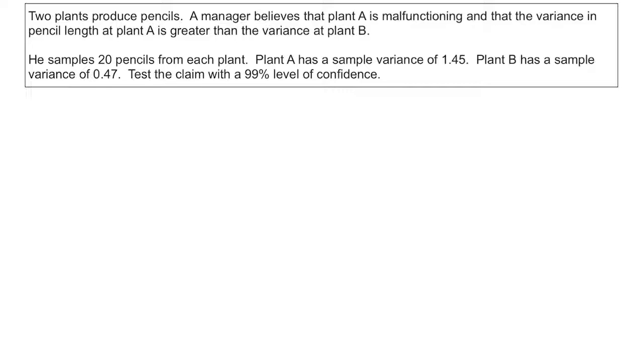If you just look at this data, you would look at it and say, well, I just go ahead and say plant A is malfunctioning. The pencils coming off the line are not very consistent. But the problem with just making a conclusion like that based on this information without doing a real hypothesis test is that you've only looked at 20 pencils. So it's not enough just to say, hey, it looks like it's malfunctioning.